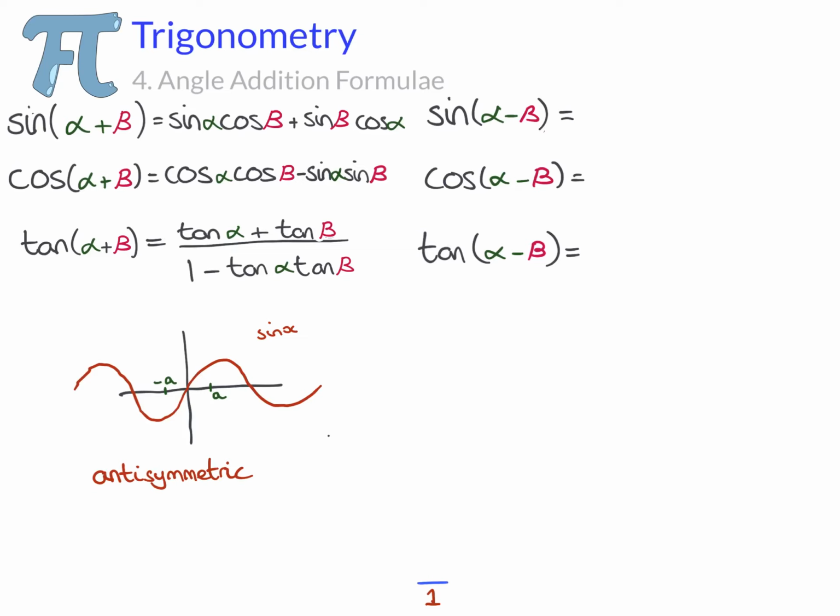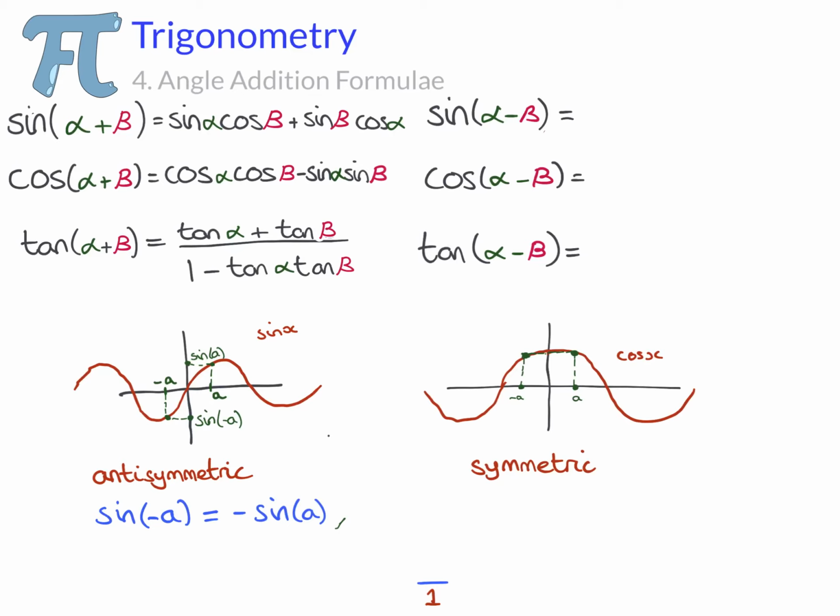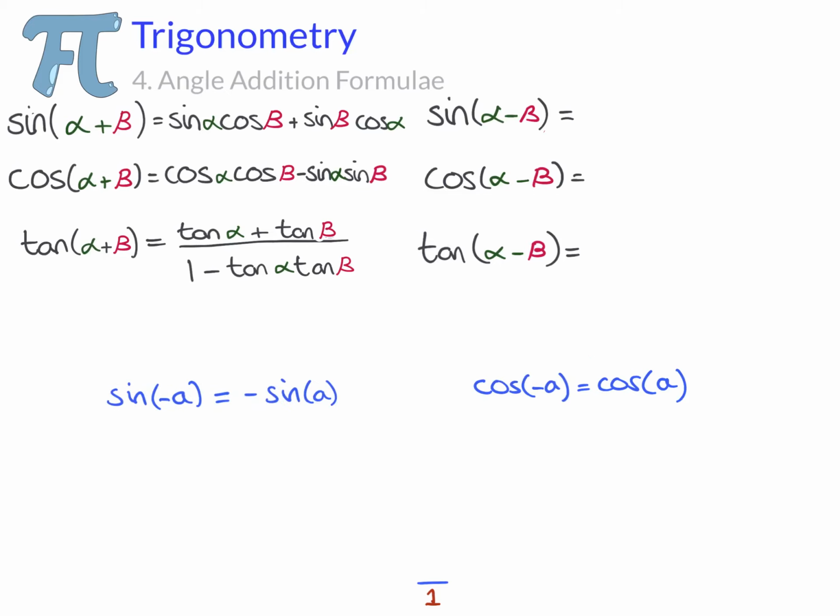All we need to recognize is that sine is an anti-symmetric function. So putting a negative argument into the function will output you the negative of whatever the output is with a positive argument. The cos function is symmetric, meaning the output of the function is the same whether the input is positive or negative. Now all we do is replace beta for negative beta in our formula. Any sine betas will turn to negative sine betas, and any cos betas will stay the same. The tan subtraction formula comes out like this.